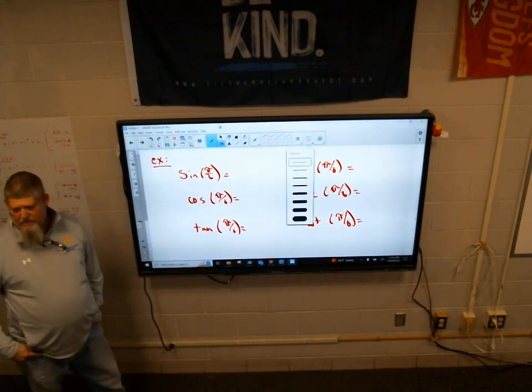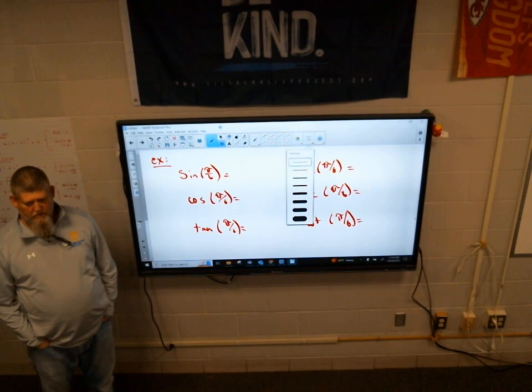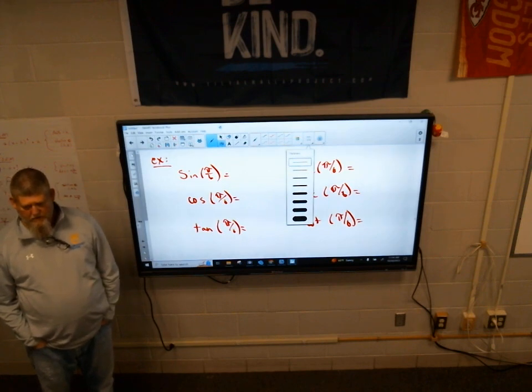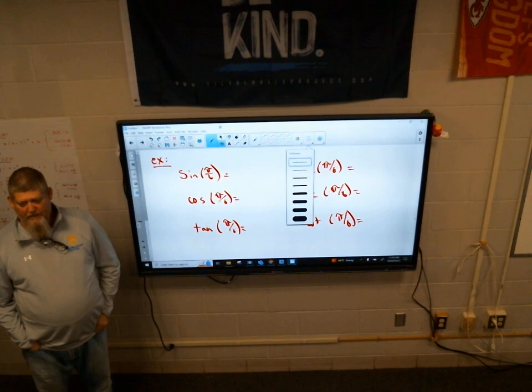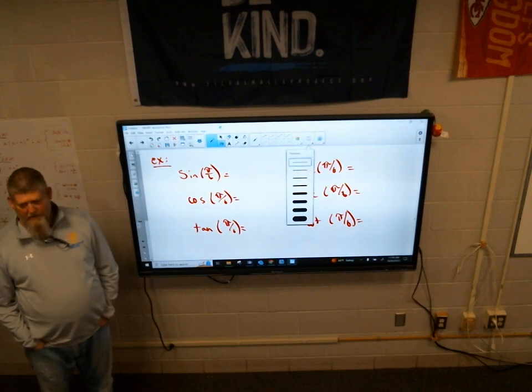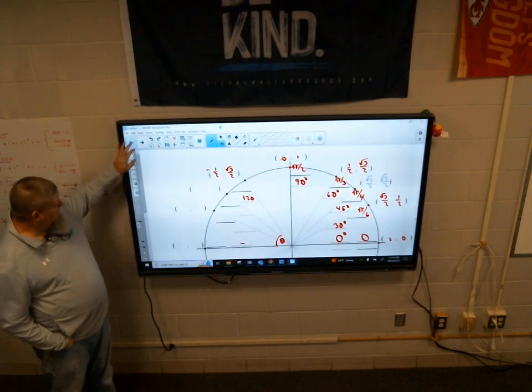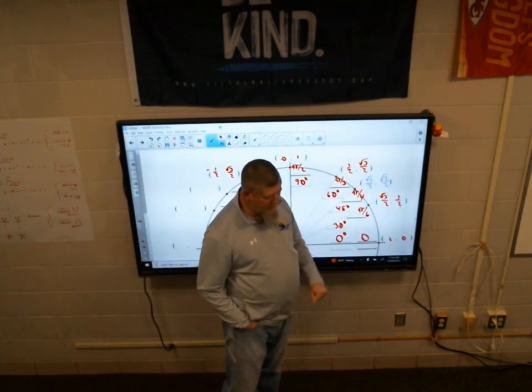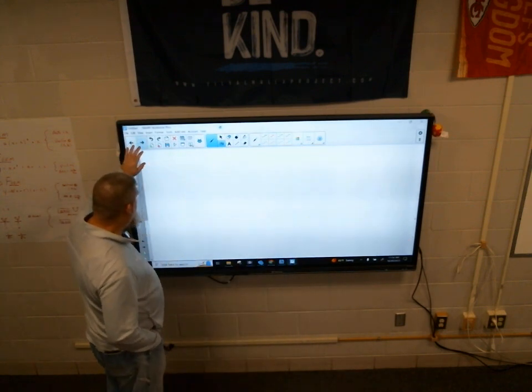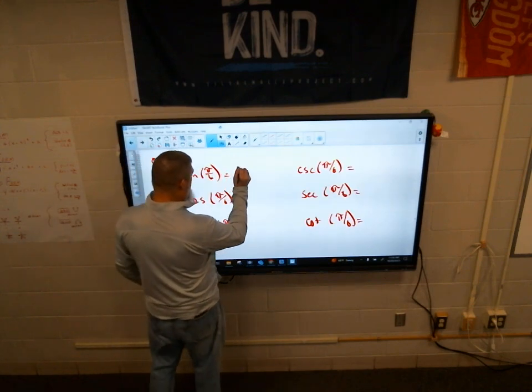What is the sine of pi over 6? Radical 3 over 2. No, sine of pi over 6 is not that. It's 1 half. Sine is the y value. Oh, I had mine switched around. I was doing pi over 3. Pi over 6, so 1 half.